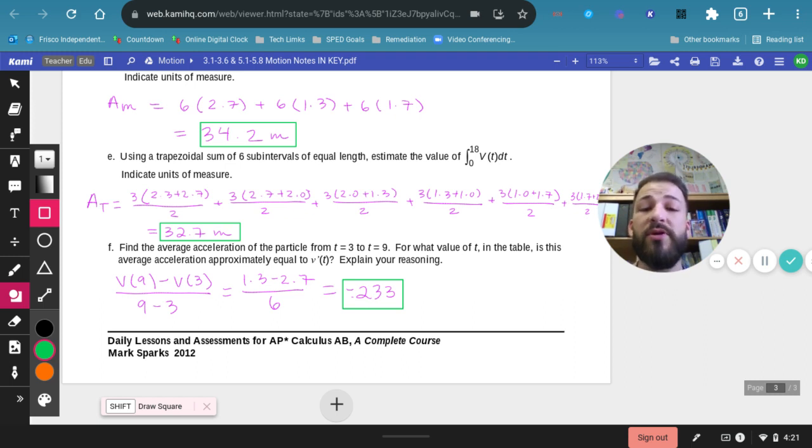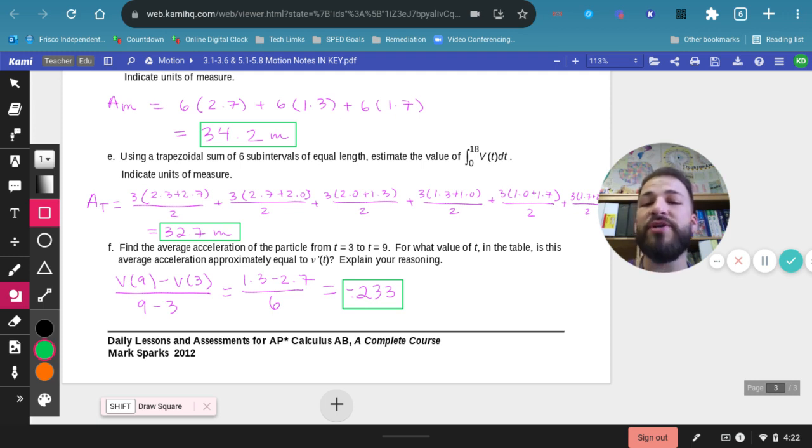Now the follow-up part of this question: for what value of t in the table is this average acceleration approximately equal to v prime of t? And we want to explain our reasoning. So v prime of t is representative of what? V prime of t is the acceleration, correct? So where would my average acceleration be approximately equal, so not exactly equal, but approximately equal to the actual acceleration in the table? Well, we found the average from 3 to 9. So realistically, it could kind of be equal to the acceleration anywhere on that interval 3 to 9. Makes a little bit more sense.